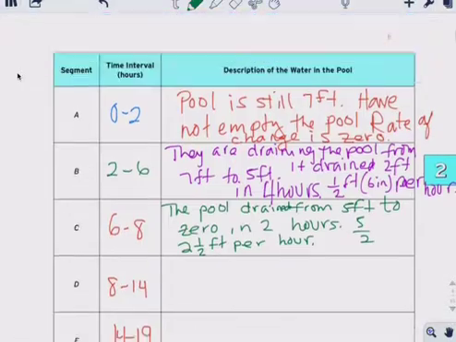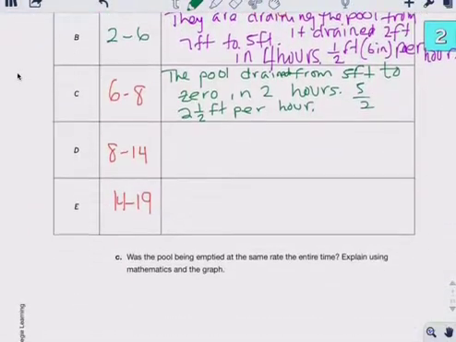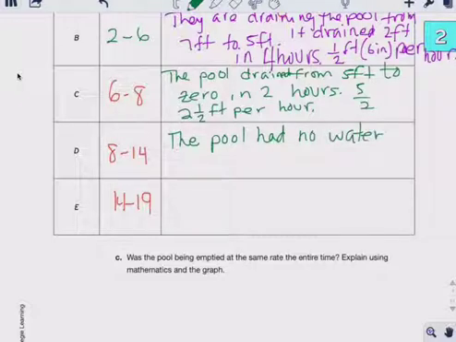Now, from 8 to 12 hours, right here, we don't know the time though. Sorry, 8 to 14 hours, the line is horizontal, there's no change. From 8 to 14 hours, the pool remains empty. From these hours, the pool had no water, and it didn't change any. The rate of change is 0.